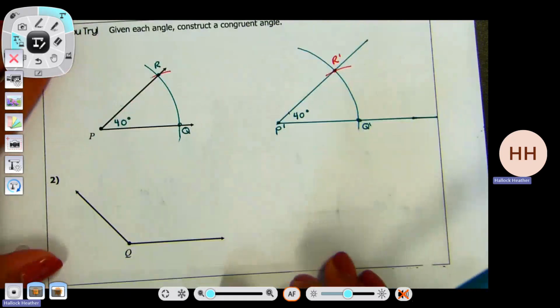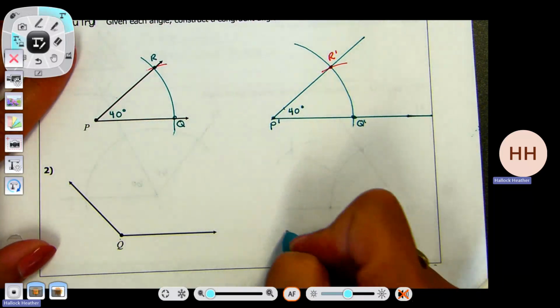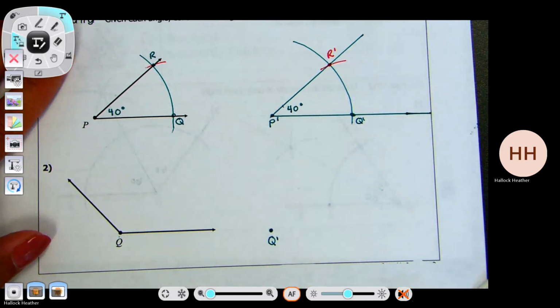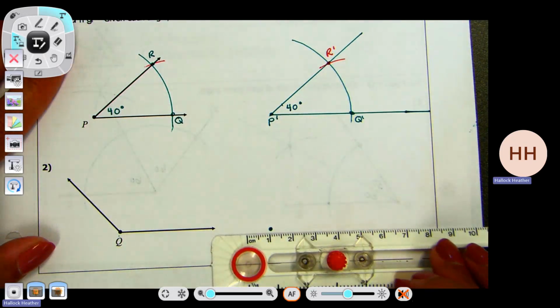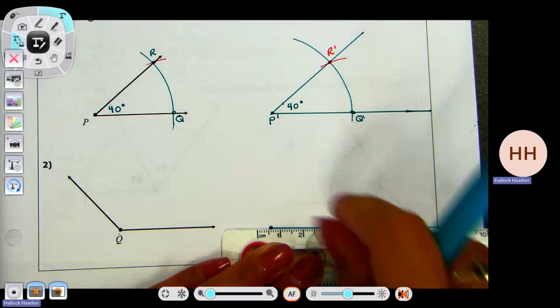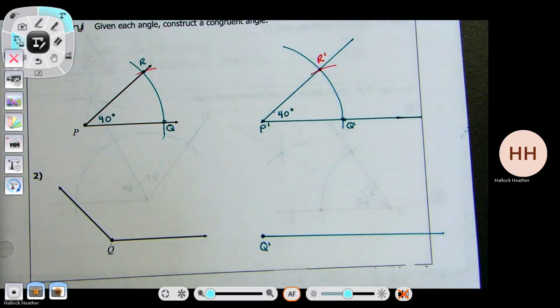So the first step for number 2, let's do it again. We are going to start by making, you have Q, so we're going to make Q prime. I'm going to draw a line using my straight edge. So draw a ray. It's technically what it's called, a ray. Anybody know what I have to do next?